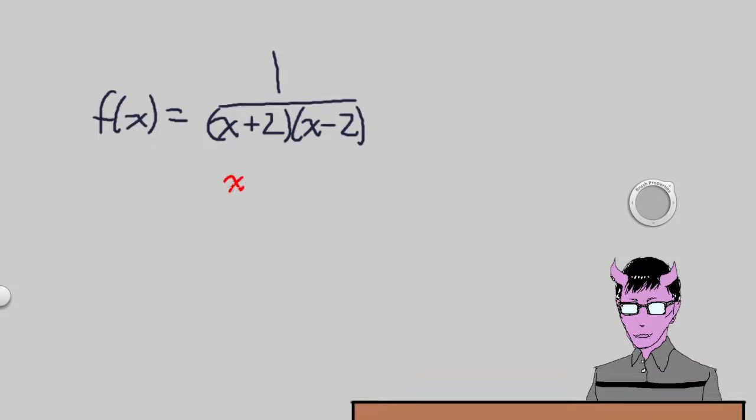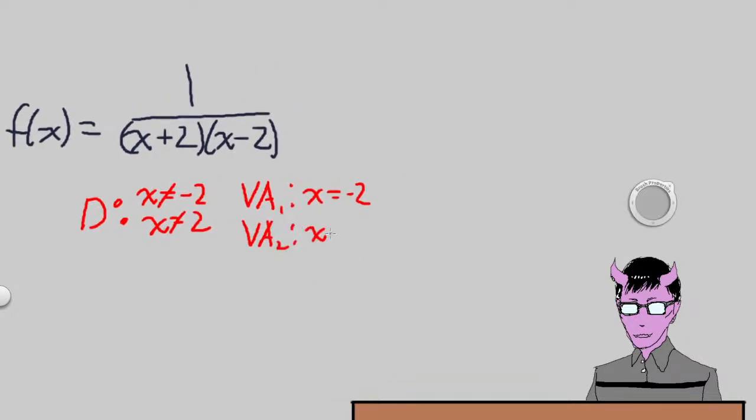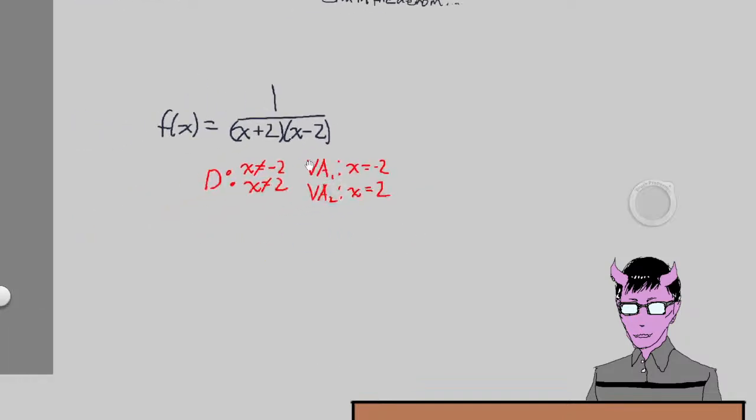Way number 1 is if x is equal to negative 2. Way number 2 is if x is equal to positive 2. So x can't be negative 2, and x can't be positive 2 for domain considerations. Which means we have two vertical asymptotes. So vertical asymptote number 1, what causes our function to fail if x is equal to negative 2? Vertical asymptote number 2, what's the other thing that will cause our function to fail if x is equal to positive 2? So we have two invisible walls when we graph.